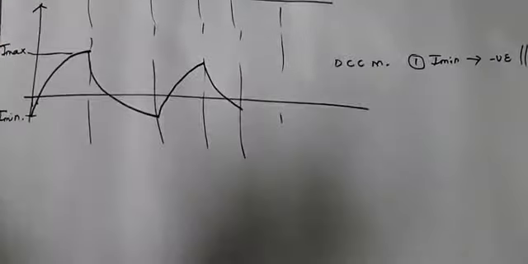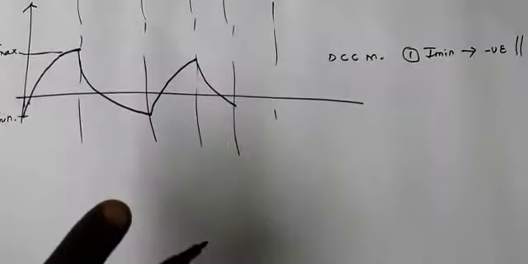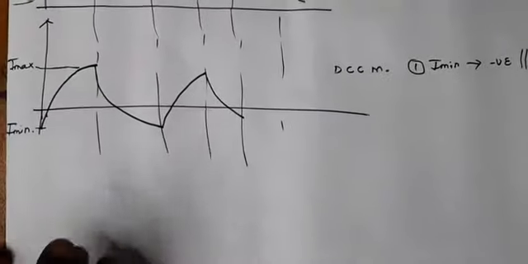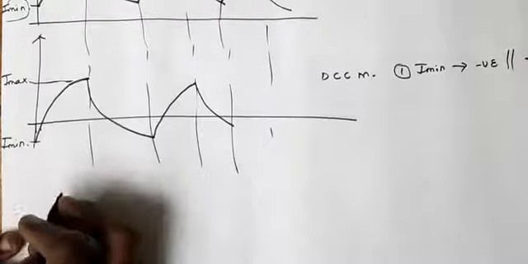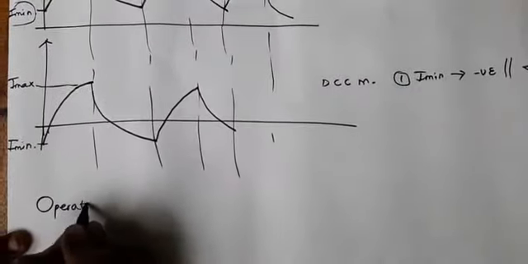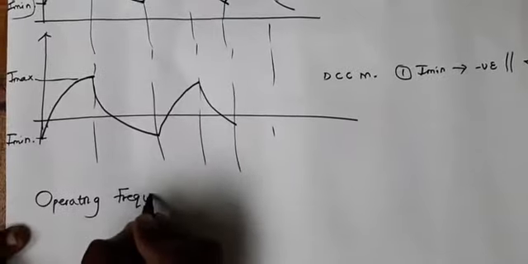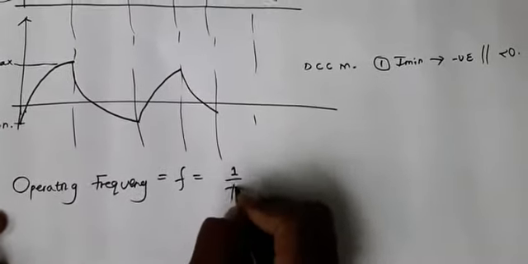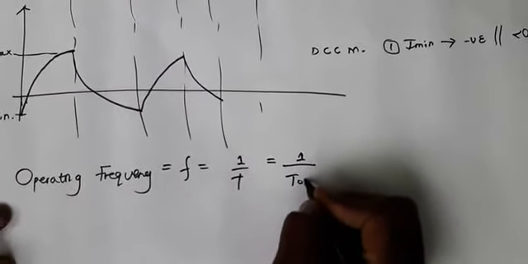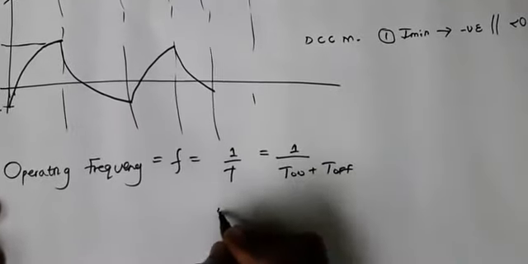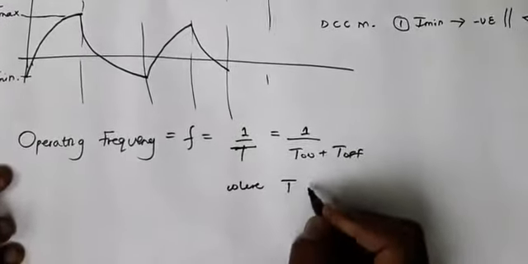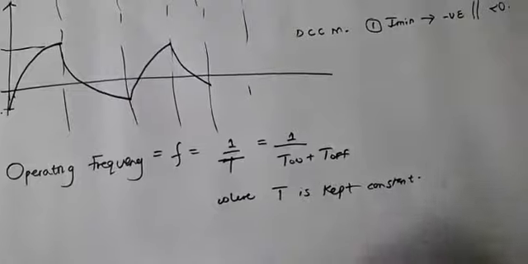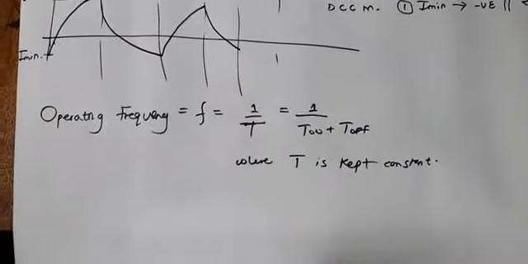Before we go to other ways of establishing whether we're operating in continuous or discontinuous current conduction mode, we can talk about the operating frequency of the chopper. The operating frequency of the chopper is given by f, which is 1 over T, which is 1 over T on plus T off, where that period T is kept constant.